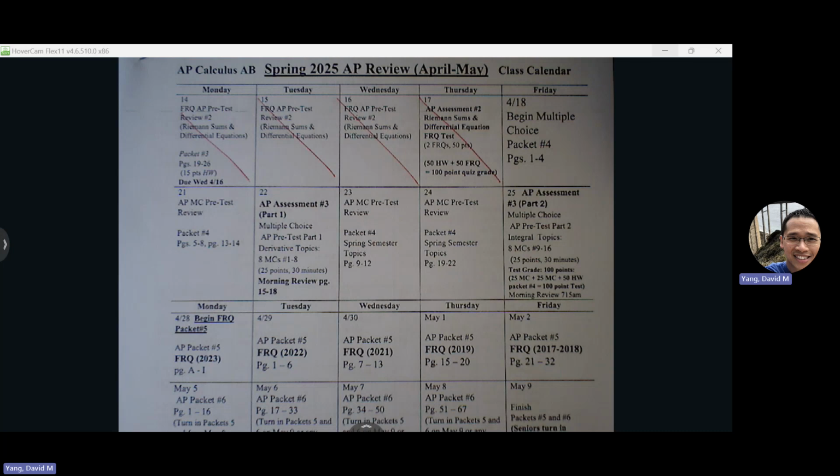Yeah. I think many of you guys have picked up packet 4 already, but if you haven't, you can come up and grab that as well. It's just the one short section.